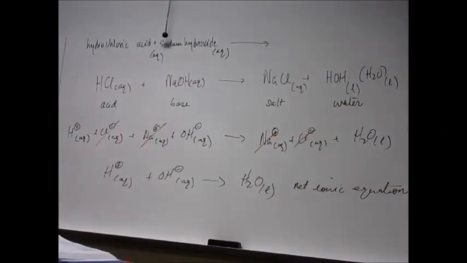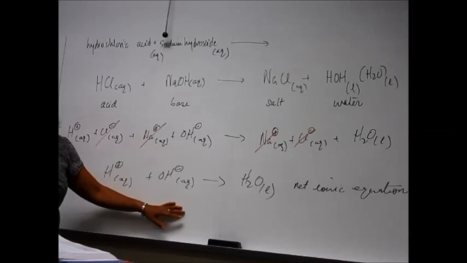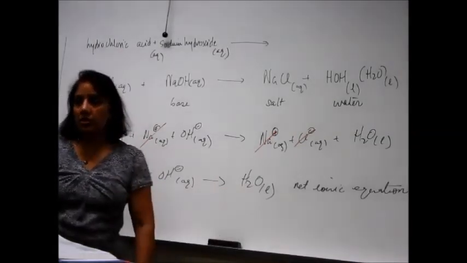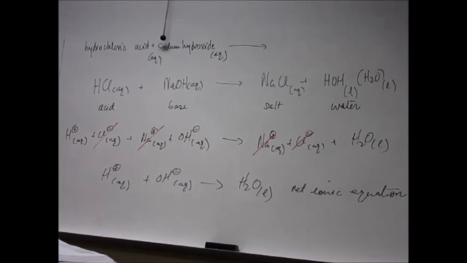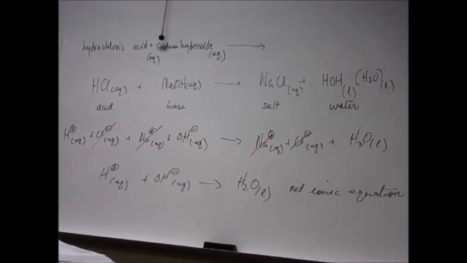In general, for acid-base equations, your net ionic equations are always going to be this, because your acids will always have protons, your bases will always have hydroxide, so you always form water. All right. We're not done yet. We'll do a little bit more of acid-base next time, next week.